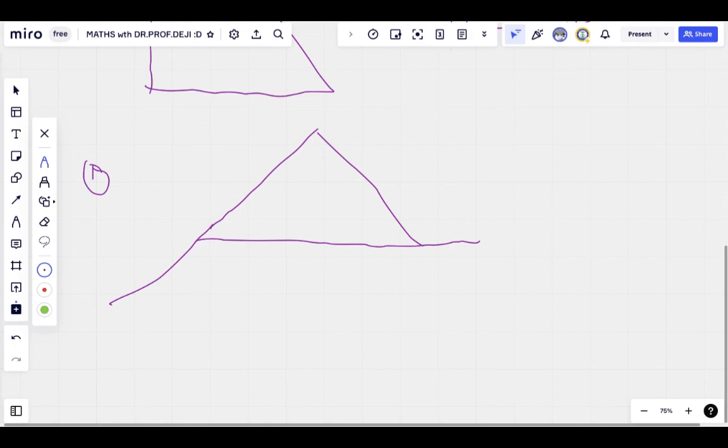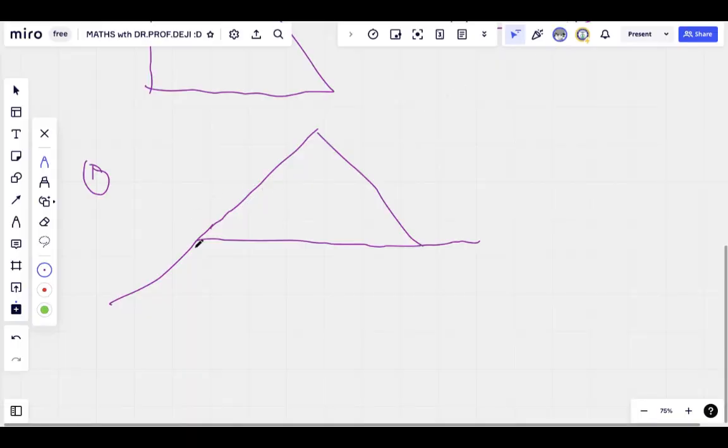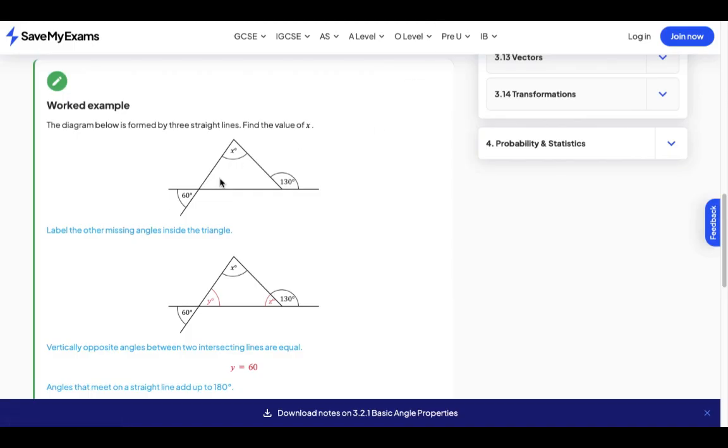Okay, we have something like this. This one goes down, this one goes this way. Here is 130 degrees. Here is x. And here is 60, outside is 60 degrees, right? Yes, 60 degrees.